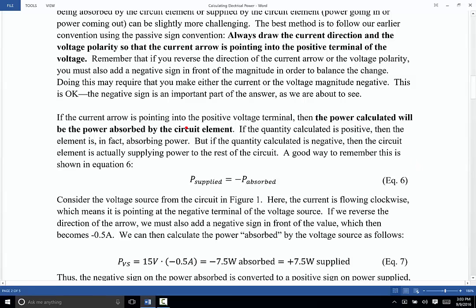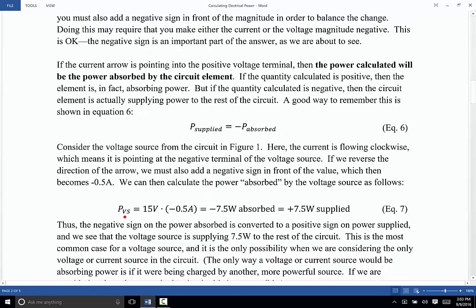And then the power that's calculated will be the power that is absorbed by the circuit element. So absorbed could mean received and then used up, could mean received and stored, but it will be going into the circuit element. So if the arrowhead is pointing into the positive terminal, and the number comes out to be positive, then that element is absorbing power. But if the arrowhead is pointing into the positive terminal and the number is negative, then that element is supplying power. You can see here in equation 6 that if you get a negative amount of power that's being absorbed, just flip the sign and then it'll become the power that's being supplied.